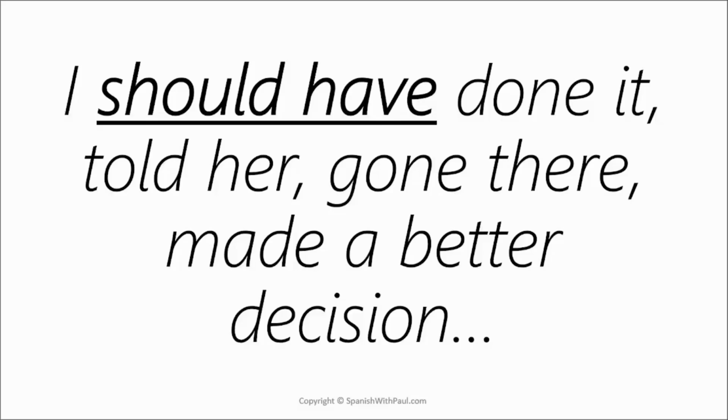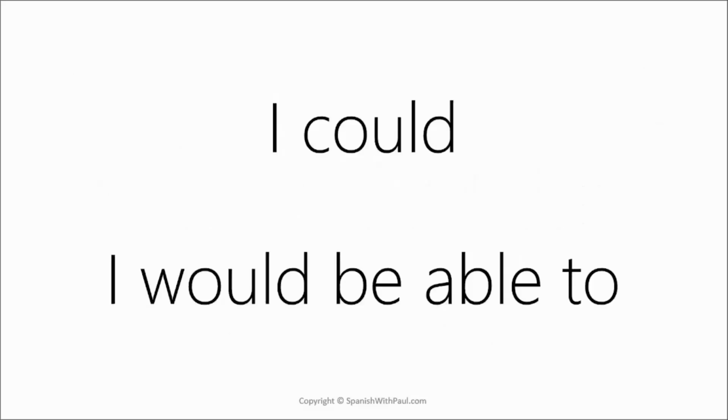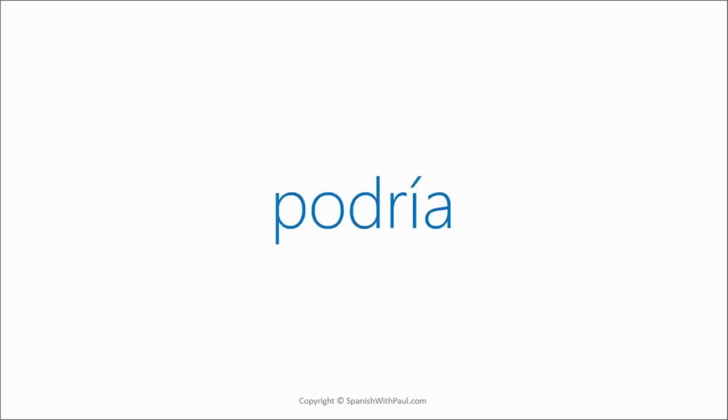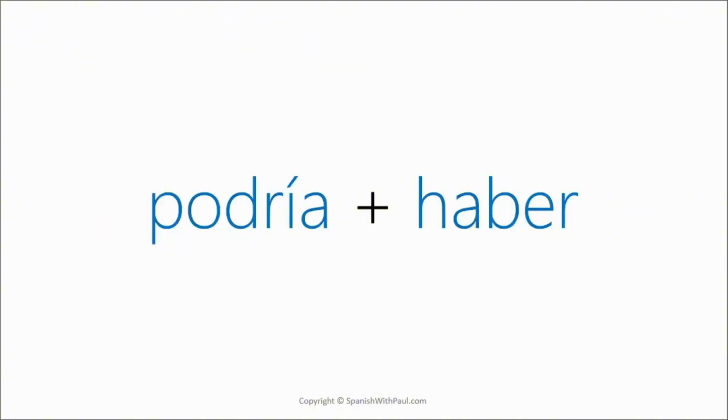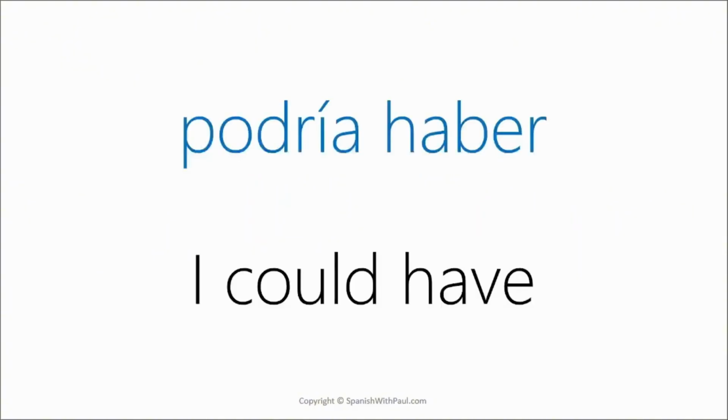First of all, how do you say I could or I would be able to? Podría. Now, what we want to do is extend this into I could have. So to do that, you again take podría and you will add the verb of haber. So I could have in Spanish is podría haber. Here we have I could with podría and have haber.